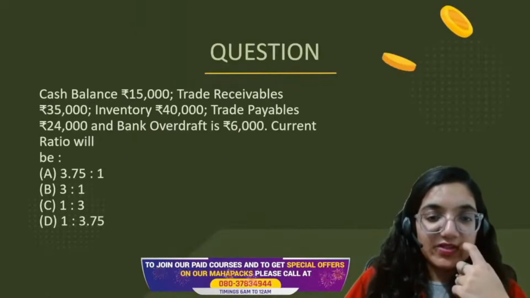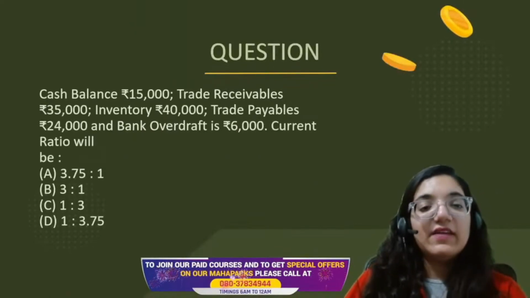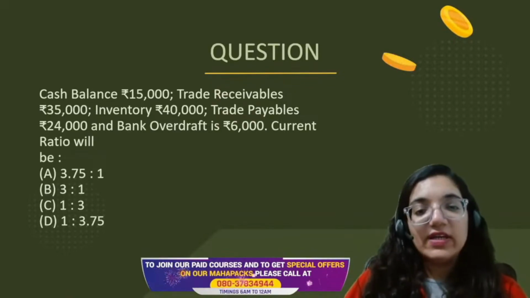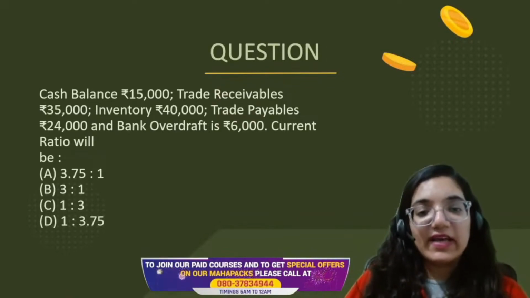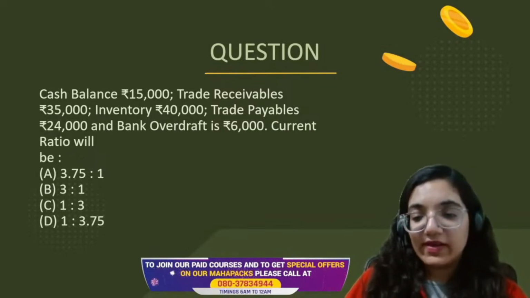Here comes the first question, that is a numerical based question. Cash balance is given, trade balance is given, then we are given inventory, then trade payables and bank OD along with current ratio. You have to find the current ratio there.